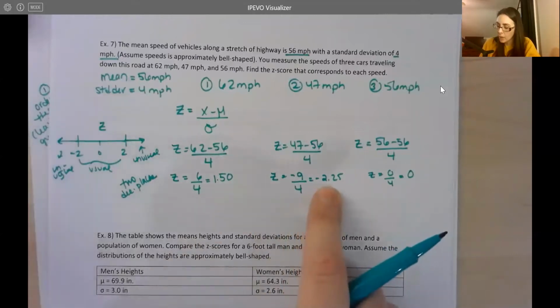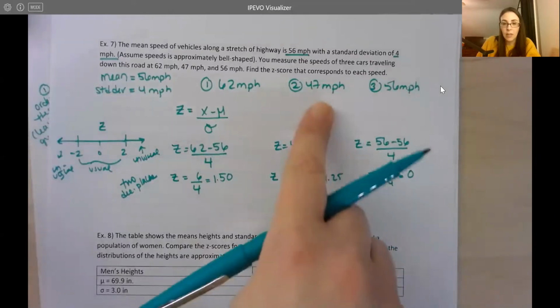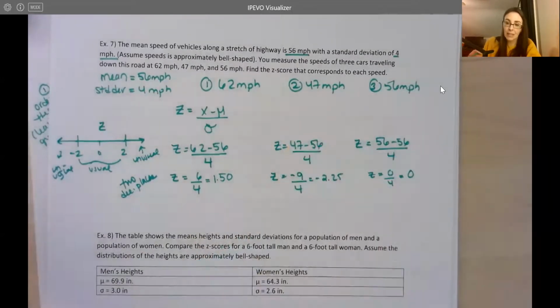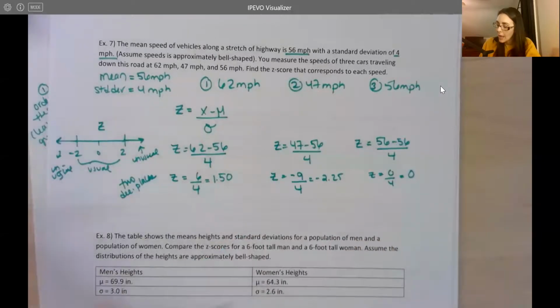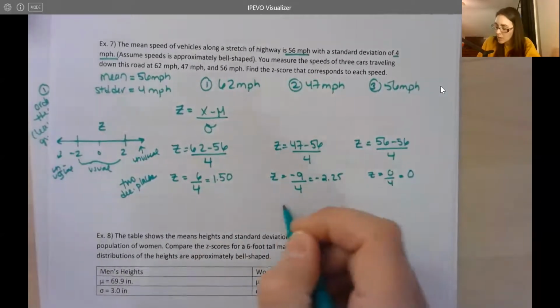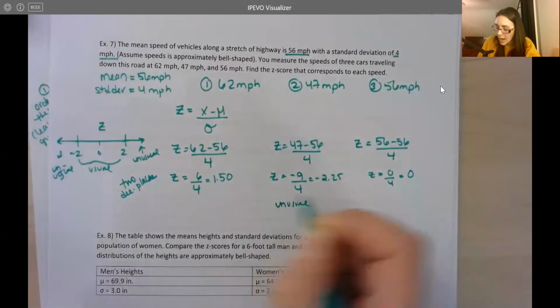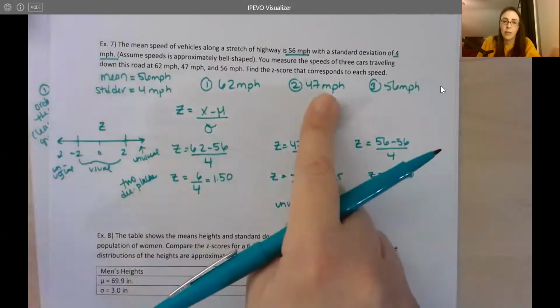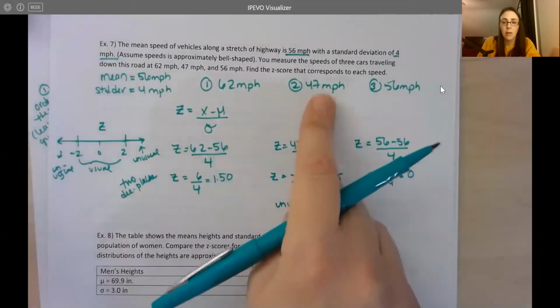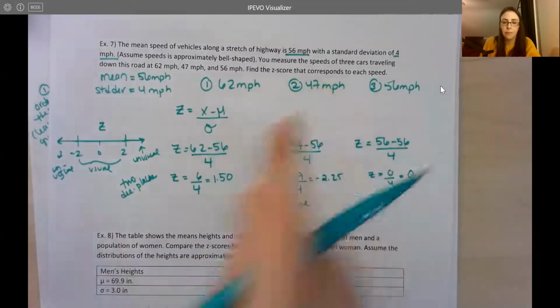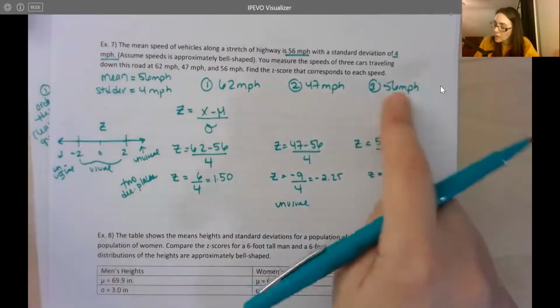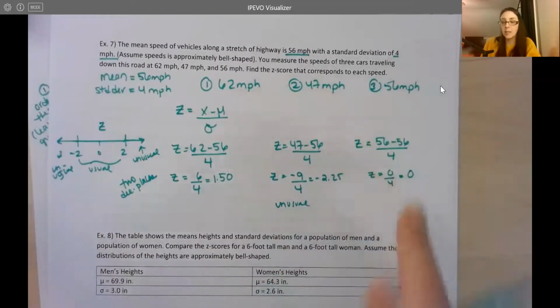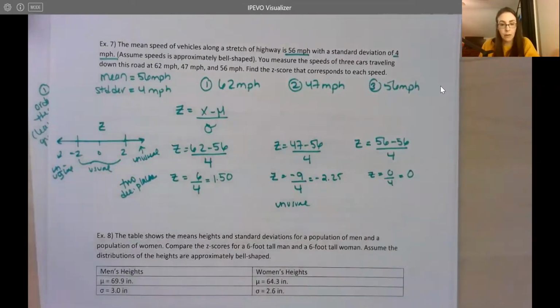Here, our value is negative 2.25. It's negative, so it means that that speed is slower or less than the mean, which makes sense. And it is negative 2.25, so this is unusual because it's outside that -2 to 2 range for our z-scores. So someone traveling only 47 miles per hour would be unusual, right? So it happens, but not very often. And then for the last one, if someone's traveling exactly 56 miles per hour, the z-score is 0 because it is exactly the mean. It's not bigger or smaller at all. There's no deviation there. So your z-score is 0.